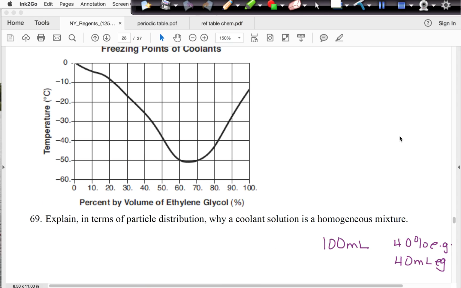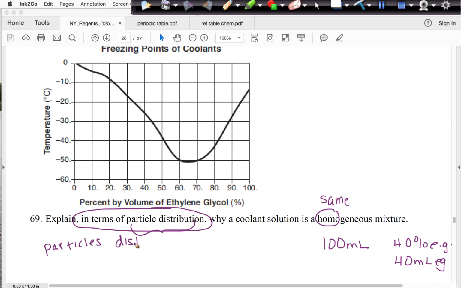So explain in terms of particle distribution why a coolant solution is a homogeneous mixture. So remember that homo means same, and it says in terms of particle distribution. So you have to mention something about the particle distribution. So for ethylene glycol, it's a homogeneous mixture because the particles are distributed evenly. There is a uniform combination or a uniform spreading out of the different molecules in the sample.